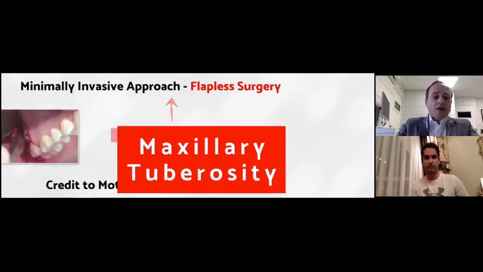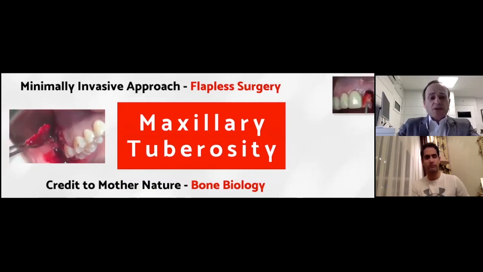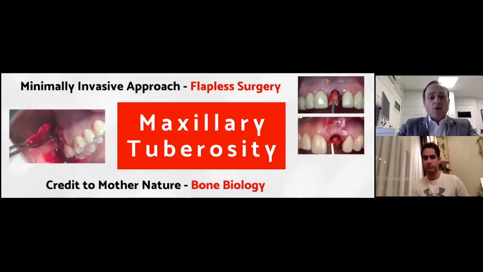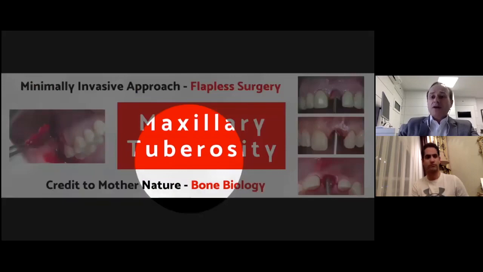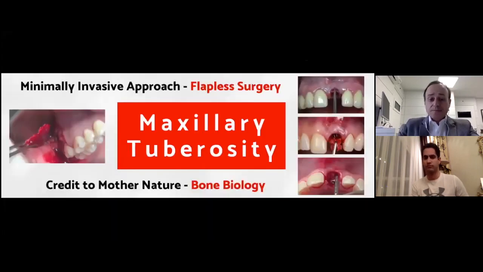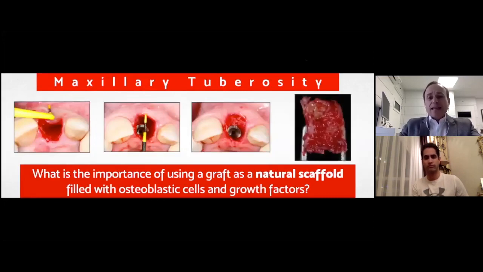We harvest the graft from the tuberosity using hand tools, hand instruments like chisels, and we use this piece of bone, a double layer graft, a cortical cancellous graft, in order to restore the wall that the patient had lost. We also use particulate bone harvested from the same donor area in order to fill the gaps. But what's the importance of using a graft as a natural scaffold filled with osteoblastic cells and growth factors?